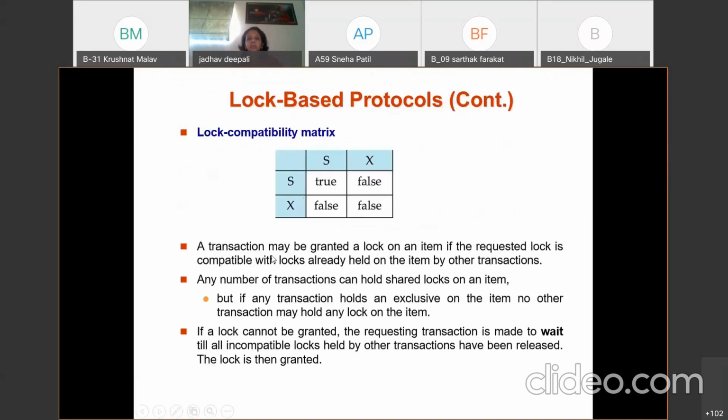So a transaction may be granted a lock on the data item if the requested lock is compatible with the locks already held on the data item by other transactions. If it is locked by another transaction in an incompatible mode, then in that case, what do we need to do? That transaction needs to wait. If a lock cannot be granted, the requesting transaction is made to wait till all incompatible locks held by other transactions have been released, and then the lock is granted.